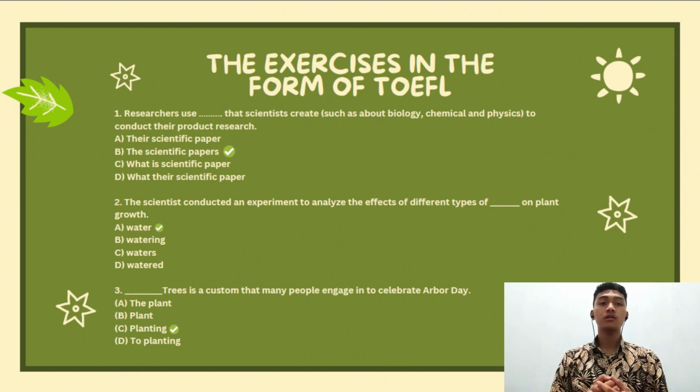And then number 3, blank trees is a custom that many people engage in to celebrate our birthday. The correct answer is C, planting, because we can see in the patterns of noun phrase, planting refers to verb ing plus noun as a gerund. So planting in the example would be a noun.